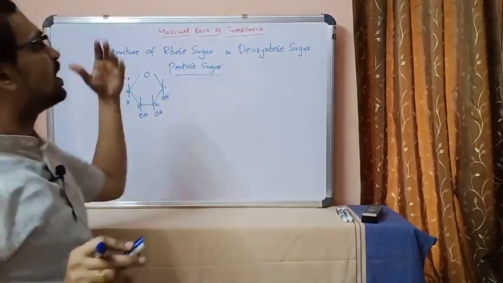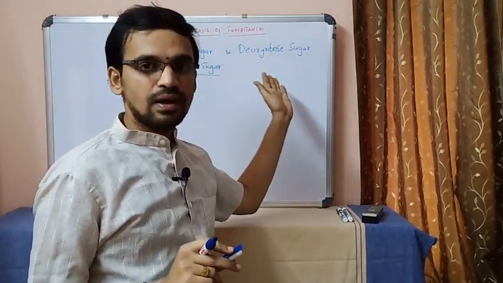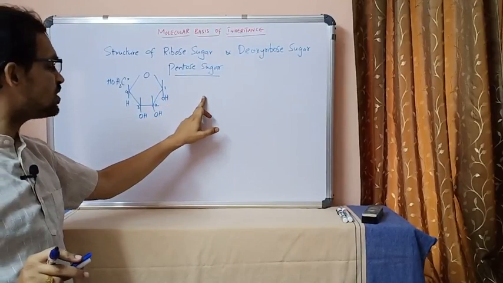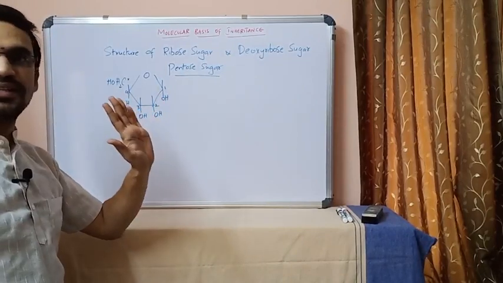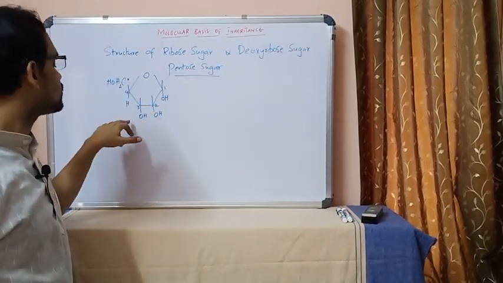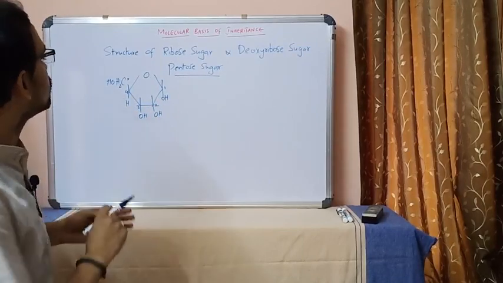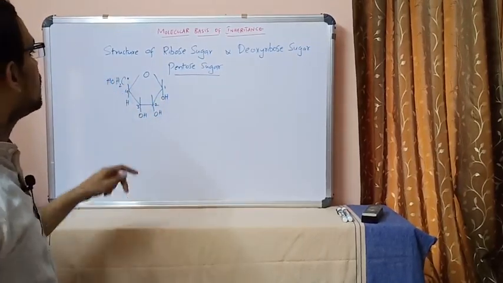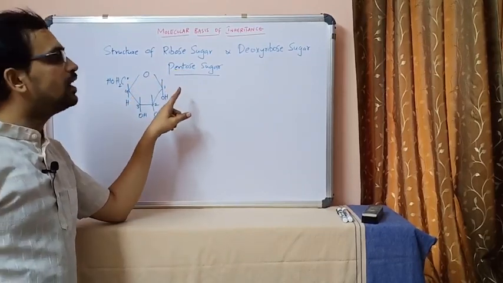Whether it may be ribose sugar or deoxyribose sugar, both are pentose sugars. Why are they called pentose sugars? Five carbons are present in that structure. Hence, it is called pentose sugar. So, 1, 2, 3, 4, 5 carbons are present. Now we are going to discuss the deoxyribose sugar.